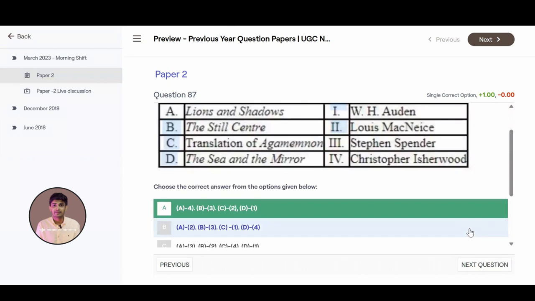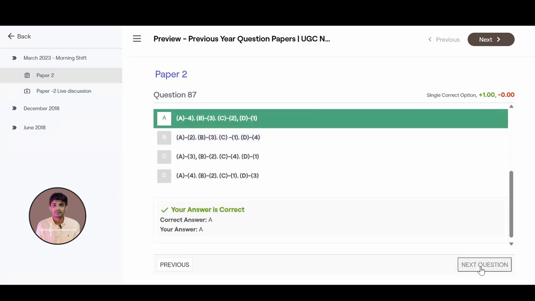Lions and Shadows was written by Christopher Isherwood. The Still Center is written by Stephen Spender. Translation of Agamemnon is written by Louis MacNeice. The Sea and the Mirror by W.H. Auden. All right.